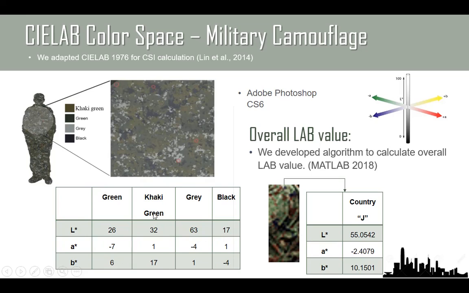But in order to calculate the CSI, we need to reduce this dimension to the overall. If we cut it like this, we get four different colors. But in MATLAB, we need to transpose from this dimension, 4 times 3, into just 1 times 3. That is how the CSI works. So we compute the overall LAB, and that's why we get values with decimals here.